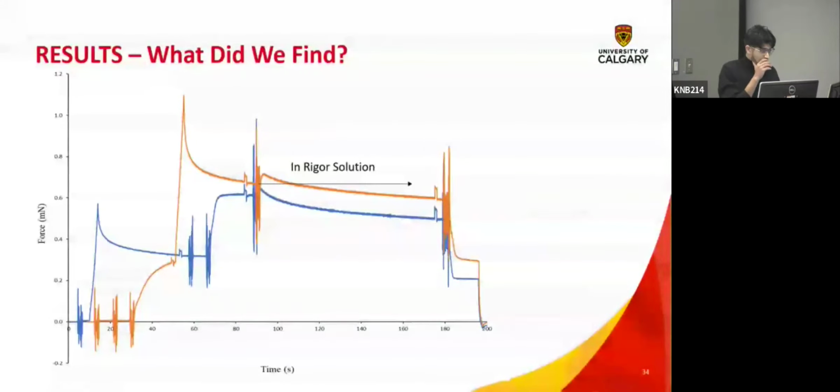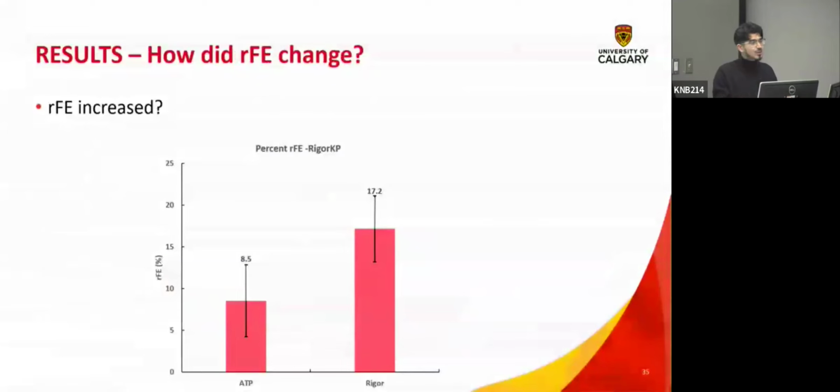So our results were quite interesting and very shocking to say the least. First and foremost, we initially said that we thought the RFE should have decreased. Instead of decreasing, the RFE actually doubled from an approximate percentage of 8.5 to 17.2%.